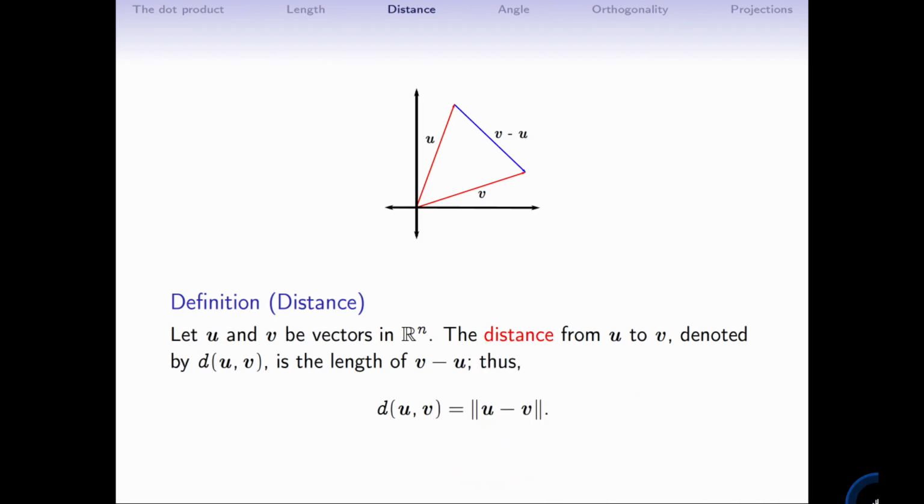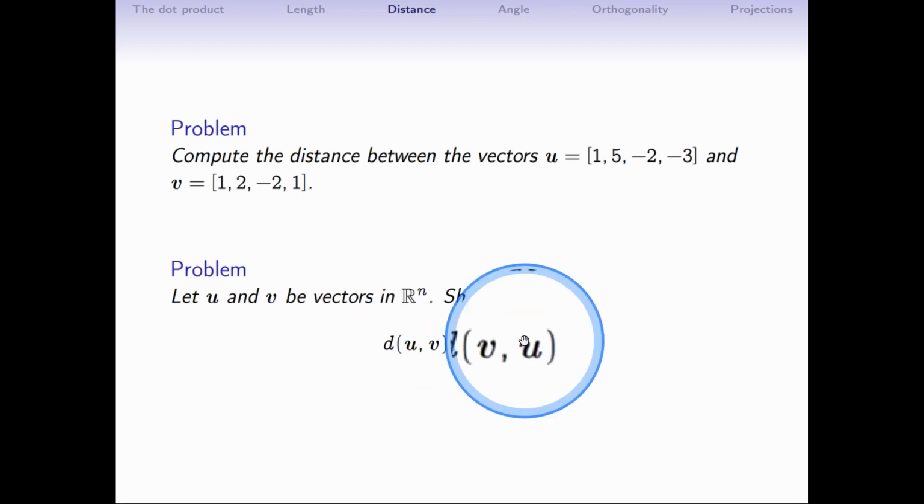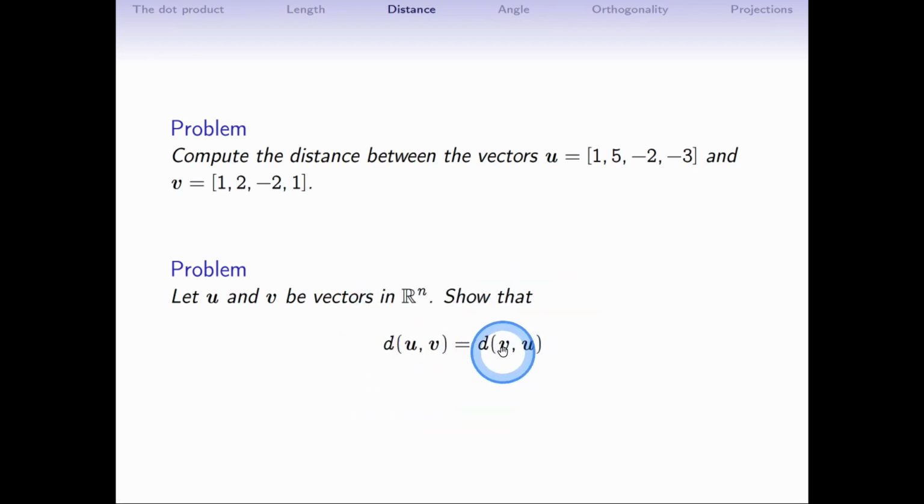Now what I want to do to help us strengthen this idea of distance is to work a couple of problems. In the first problem, we're just computing the distance between a pair of vectors. And in the second problem, we're convincing ourselves that whether we talk about the distance from u to v or the distance from v to u, we get the same thing. In other words, we really shouldn't think of the distance as depending upon the order in which we feed them into this function. So the distance from u to v and the distance from v to u will always compute to the same thing. So join me over at the document camera to work out these problems.